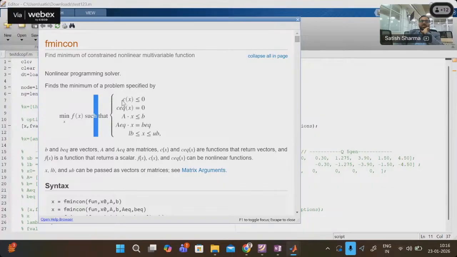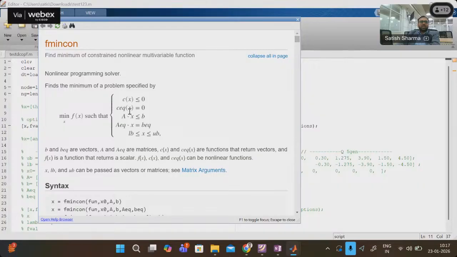The generalized statement for a nonlinear function is given here: minimization of f(x) such that c(x) is the nonlinear inequality constraint, and ceq is again the nonlinear equality constraint. These three we are already aware of: the linear inequality constraints, the linear equality constraints, and then the lower bounds and upper bounds. These are the standard form of the nonlinear programming problem.